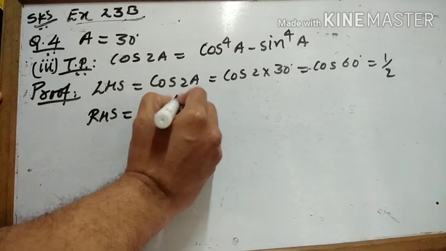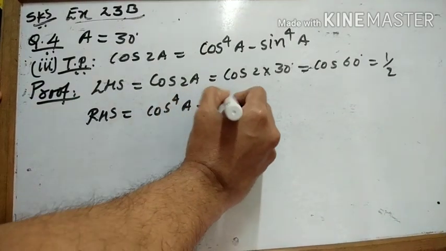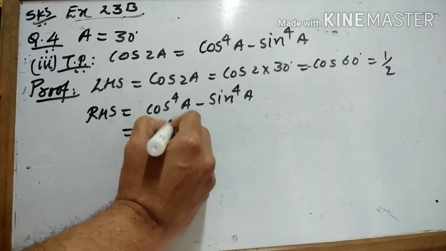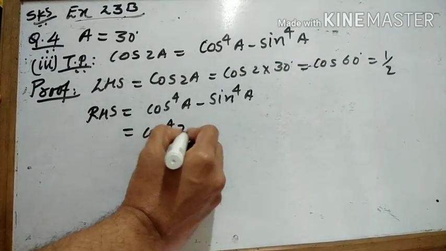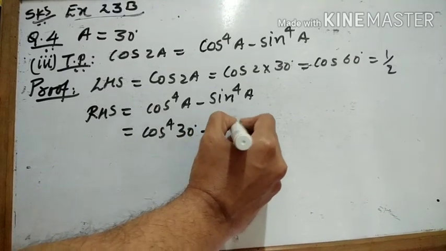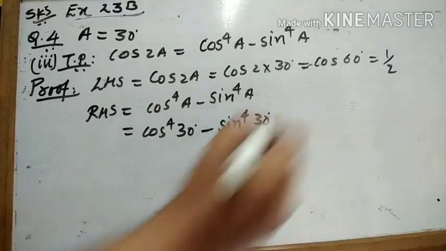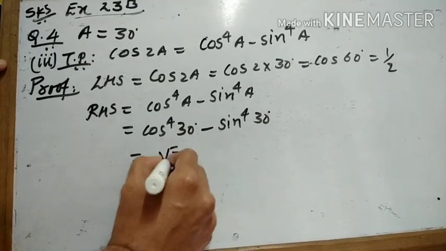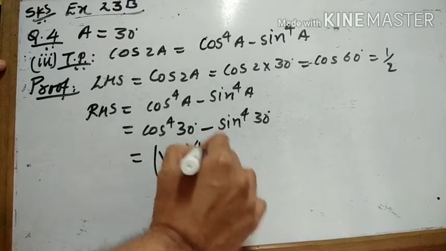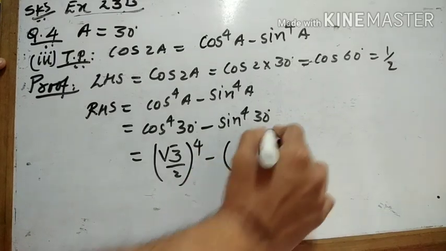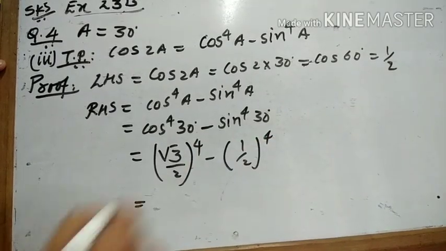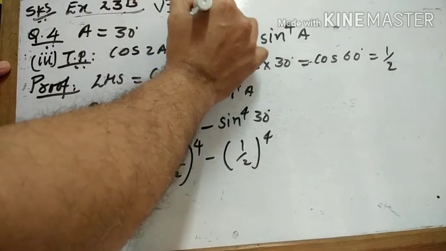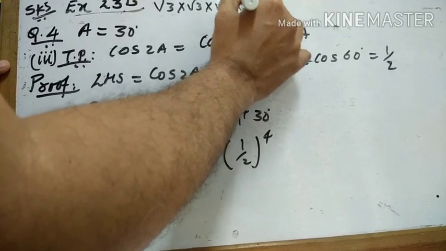Cos raised to 4A minus sine raised to 4A. Now this is cos raised to 4 of 30 degree minus sine raised to 4 of 30 degree. If you know the tabular values very well, this is nothing else but root 3 over 2 whole raised to 4 minus 1 upon 2 whole raised to 4. This is root 3 four times. Remember, root 3 multiplied by root 3 multiplied by root 3 multiplied by root 3.